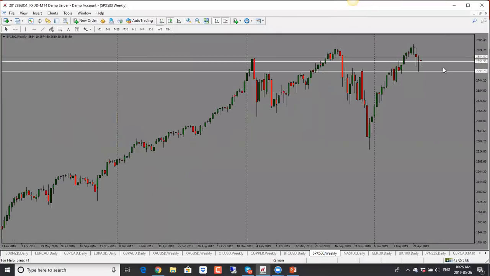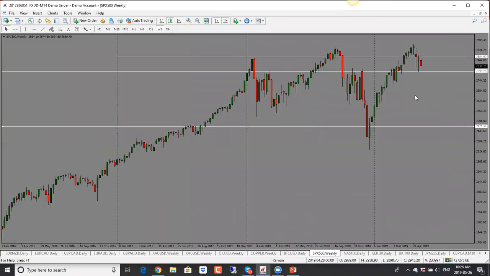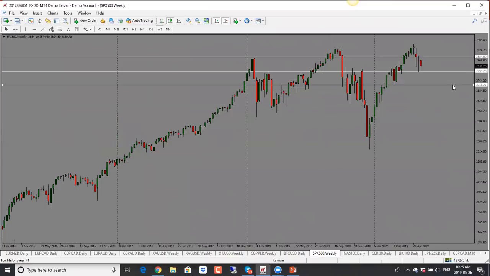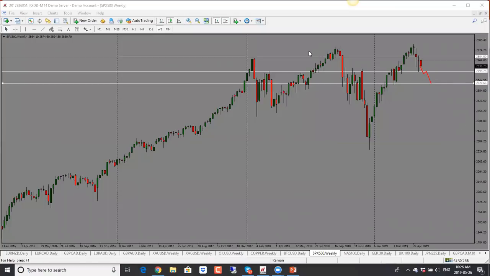S&P here, this one was interesting. We did see a drop, but this one did not break last week's low. So for now, bias is bearish overall, but if it does not break 2,800, then it could go back into the range. So we'll have to keep an eye on that. But for now, overall bias is to the downside. And once we see a break here, I would look for a further drop here. It could go into 27.20 level. So for now, bias is bearish.